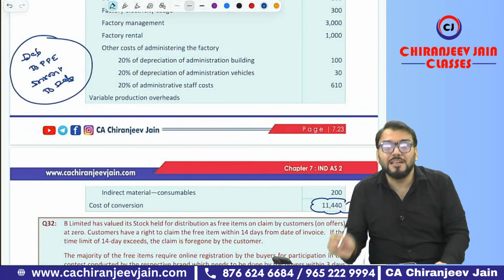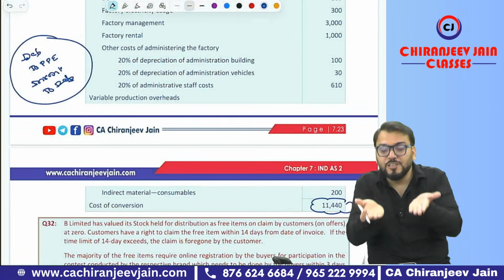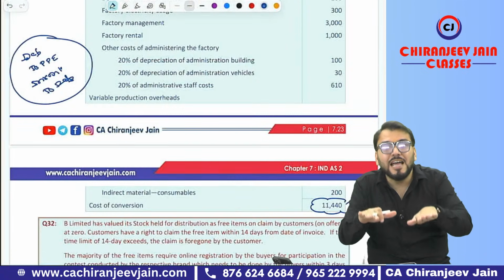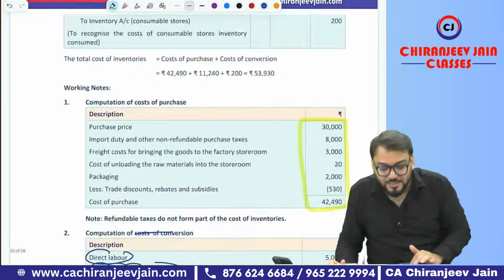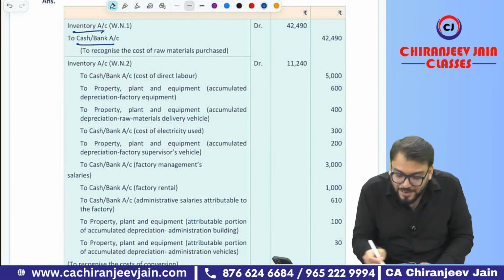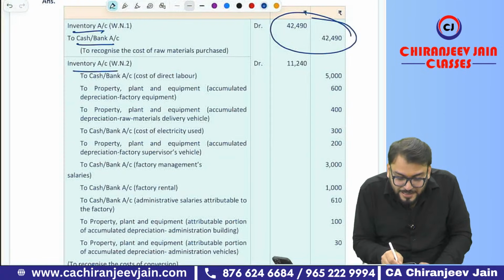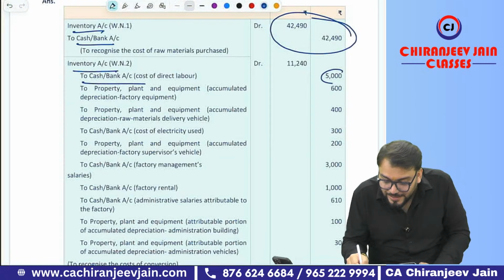So your journal entry will be inventory account debit to inventory of indirect material. The inventory of finished goods will increase and inventory of indirect material will decrease. Understood? You can see the journal entry is given that way only. Inventory account debit to cash or bank for the total cost of purchase. The inventory account debit to cash or bank for direct labor.